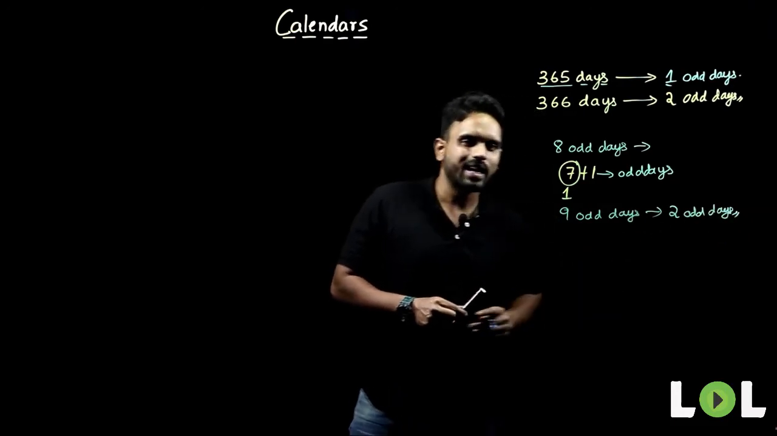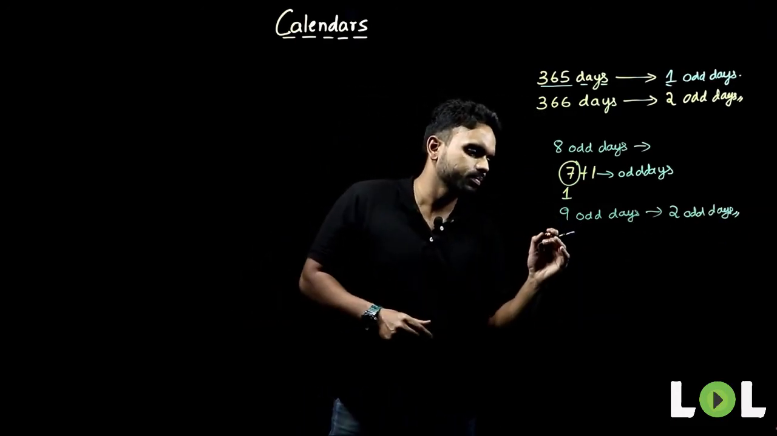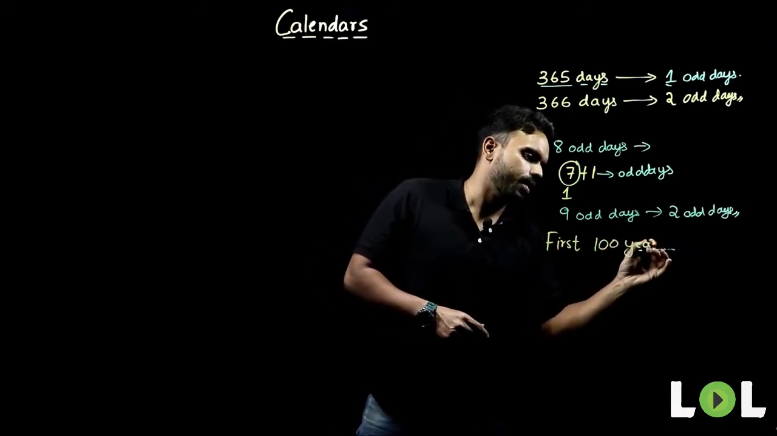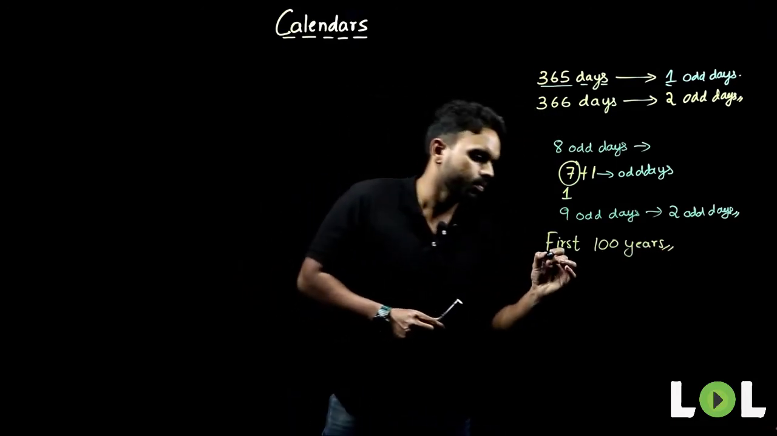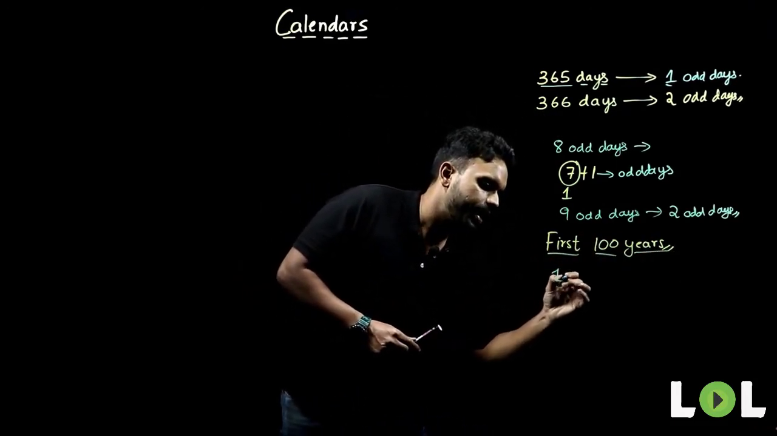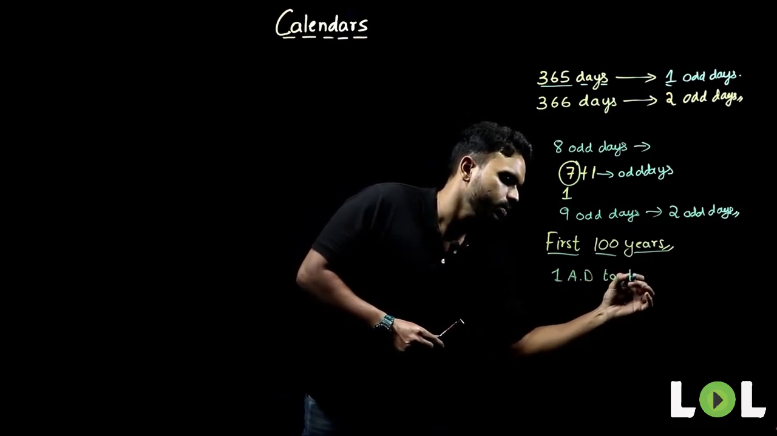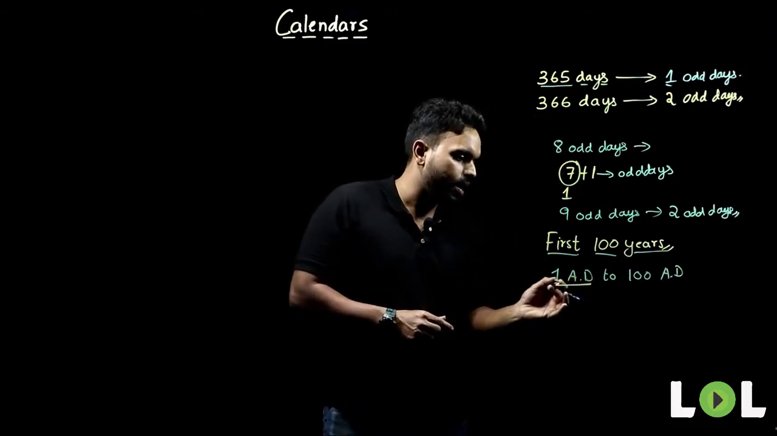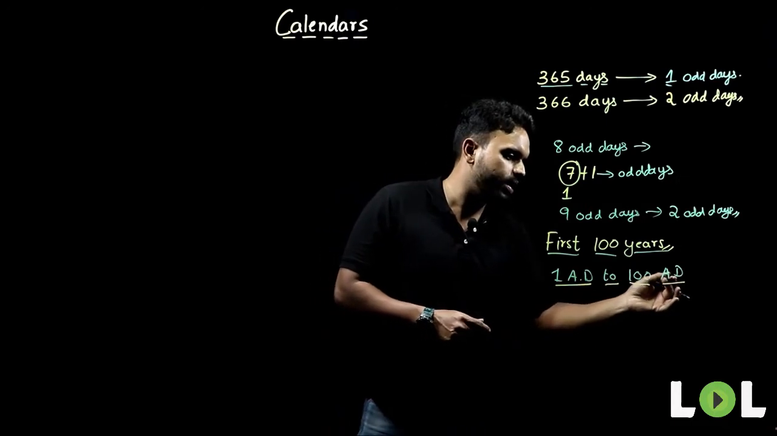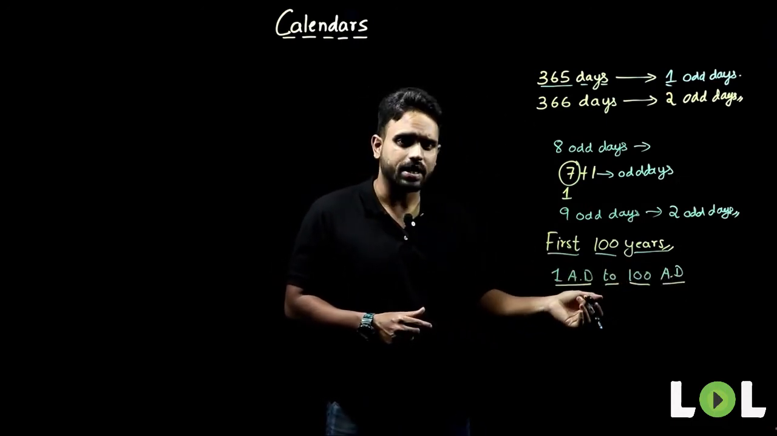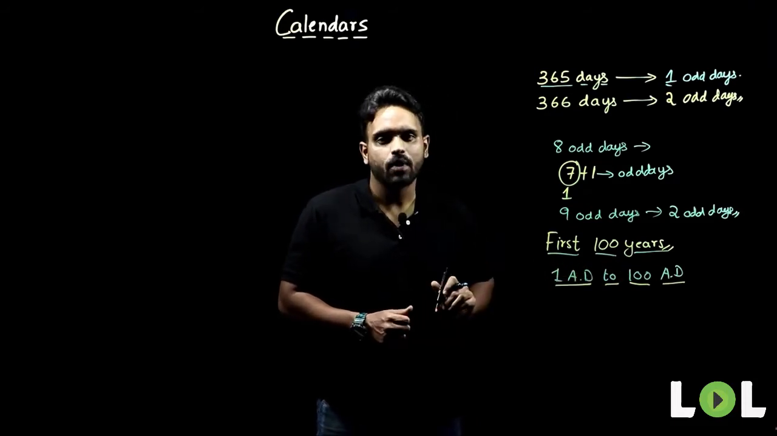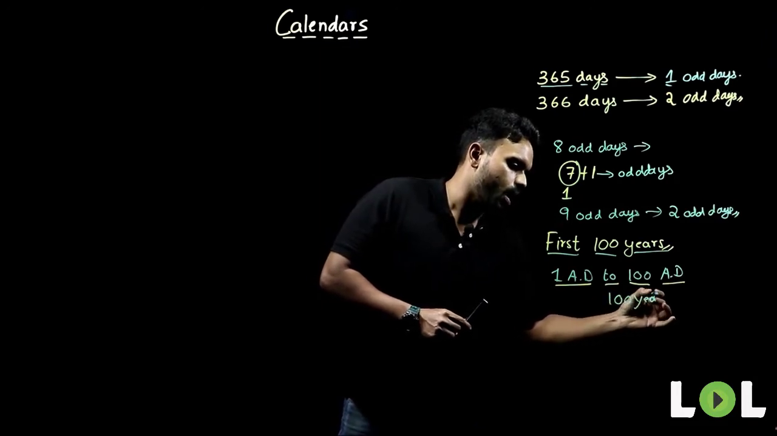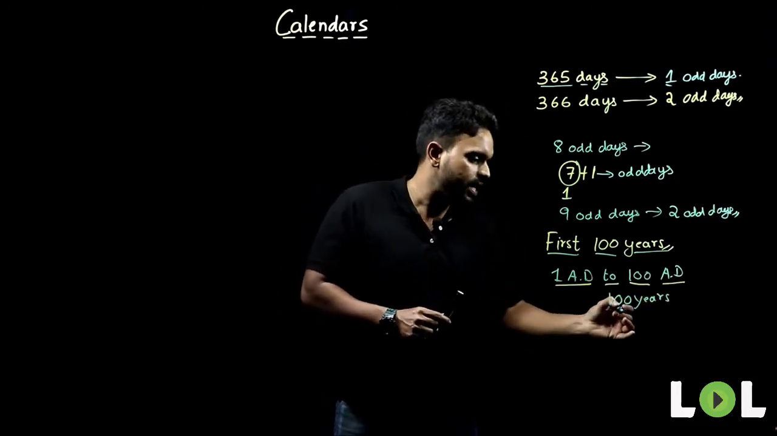Yes? Now, starting with the first 100 years. First 100 years, from year 1 to 100 AD. Now you guys will have to Google it for me what AD means and then post it in the comments. Now from 1 to 100 AD, how many years do I have? I have 100 years.